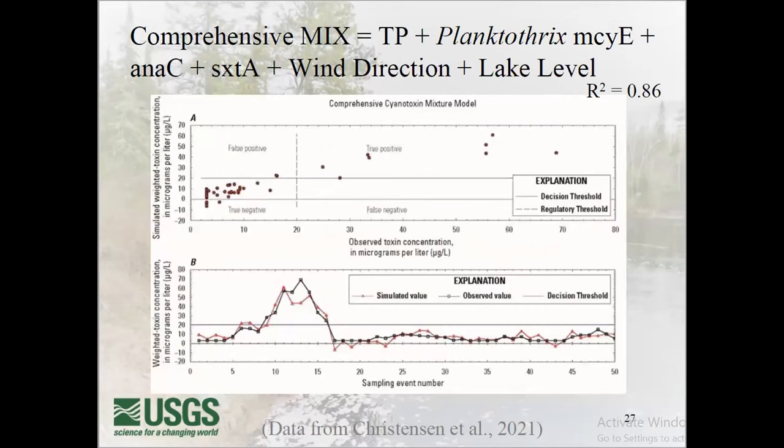Okay, and here's the comprehensive mixture model. And this had many of the same variables, including total phosphorus, the Planktothrix specific mcyE gene, and also those genes that show that it's capable of producing the toxins anatoxin and saxitoxin, wind direction and lake level. This had a similar R squared and it worked similarly, except that you can see in the upper graph that there were no false negatives. So this was true not only of the comprehensive mixture model, but also the environmental mixture model, that there were no false negatives in either of these models, meaning that both models are more protective of human health. Next slide.